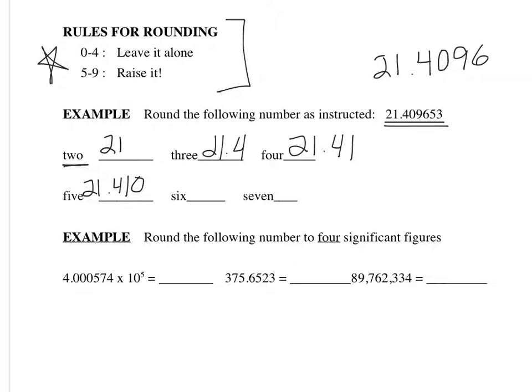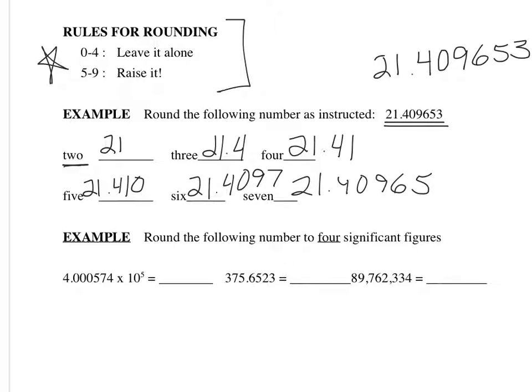Okay, if we want to round it to 6 sig figs, I have to throw in another digit. I'm going to throw in a 5. And in this case, it's going to be 21.4097. That 5 causes that 6 to round up. And then finally, I'm looking at all of them, and I'm going to round it to 7 sig figs, and it becomes 21.40965. There we go. All right.